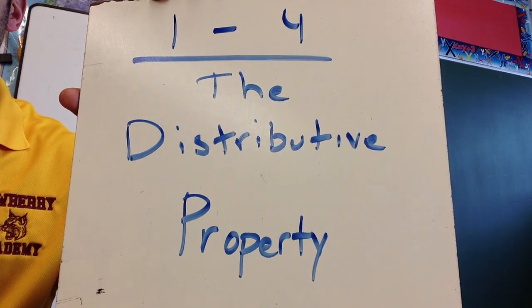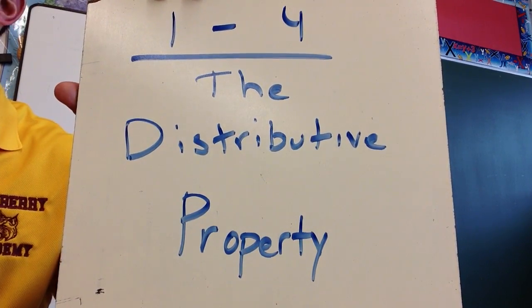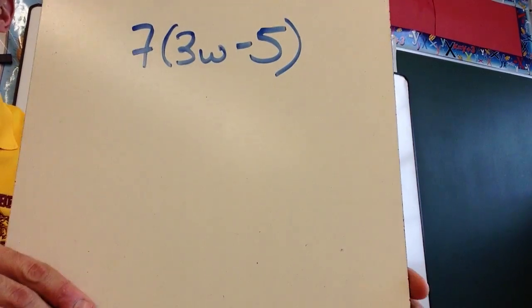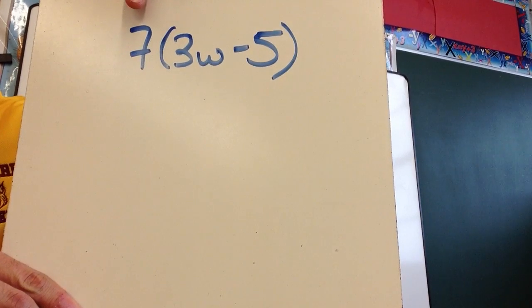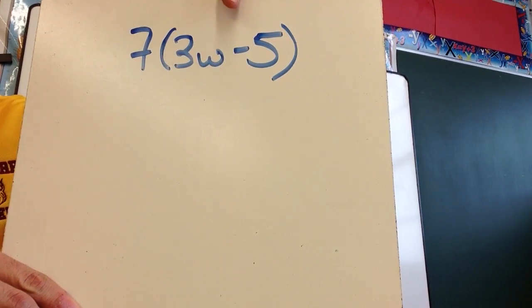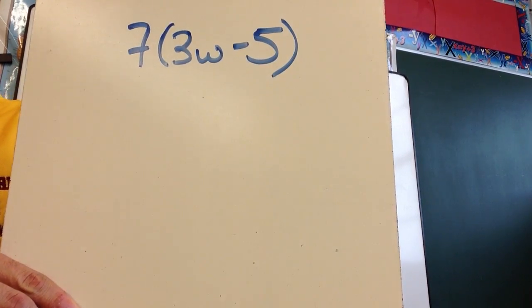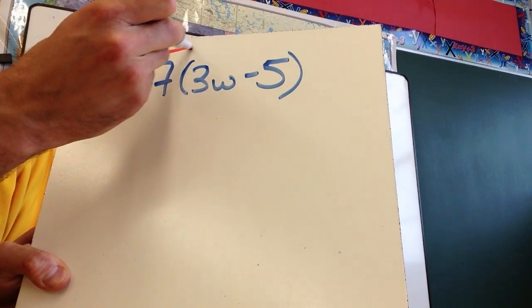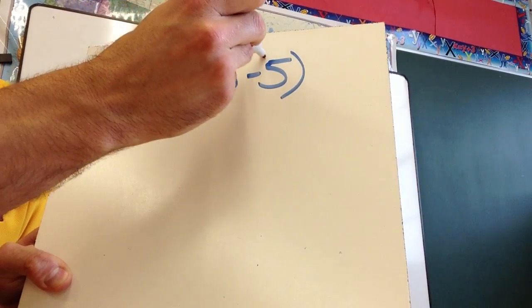This video is going to describe Chapter 1.4, the distributive property. The distributive property talks about multiplying a number on the outside of the parentheses to a quantity inside of the parentheses, and basically says that I can take that number and I can multiply it to each of those terms.